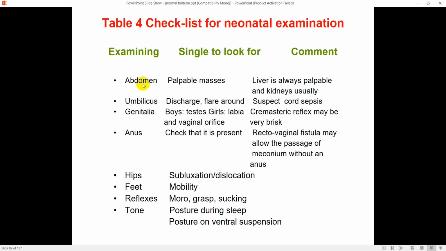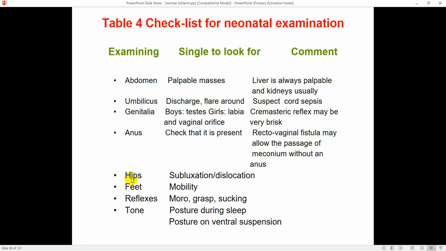Then we need to examine the abdomen for palpable masses. In a neonate, we may feel the liver and kidneys sometimes. We need to look at the umbilicus for discharge. We need to look at the genitalia, which helps in assessment of gestational age. We need to look at the anus, whether there is patency of the anal region or not.